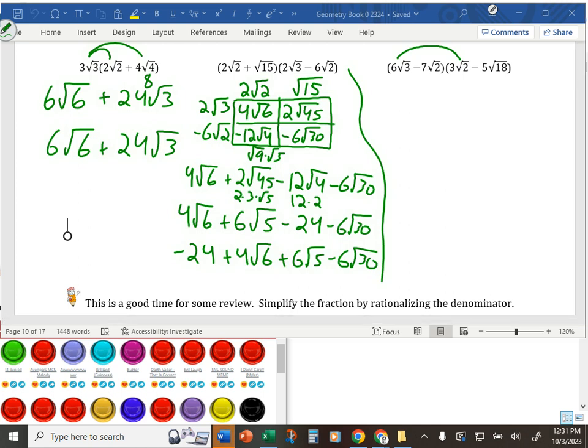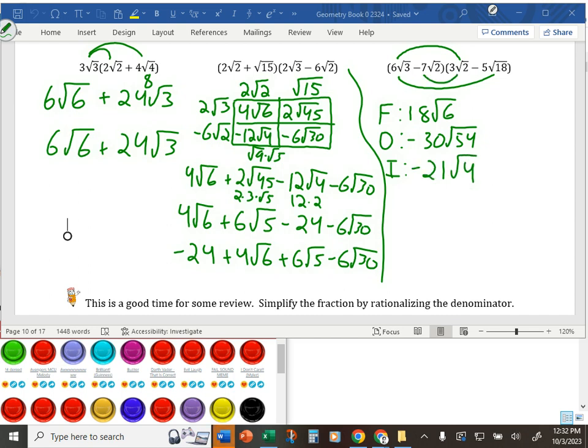Old man foil stands for first, outside, inside, last. So the first terms in each expression, 6 root 3 times 3 root 2, gives you 18 root 6. The outside terms, 6 root 3 times negative 5 root 18, is negative 30 root 54. The inside terms, negative 7 root 2 times 3 root 2, is negative 21 root 4. And the last terms, negative 7 root 2 times negative 5 root 18, is 35 root 36.